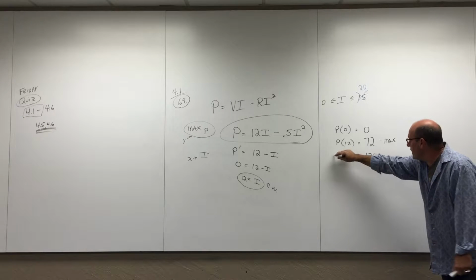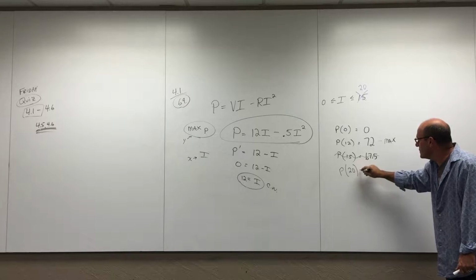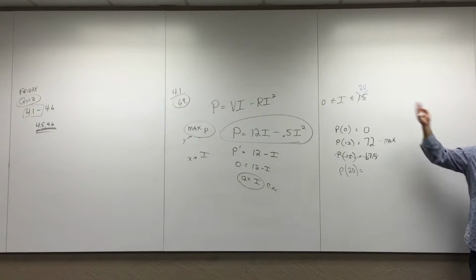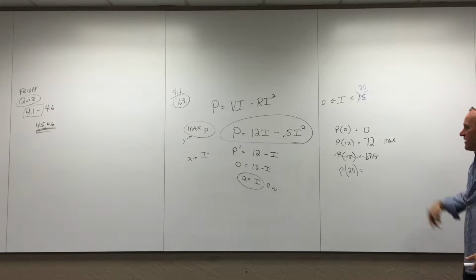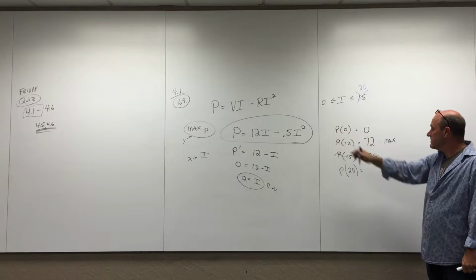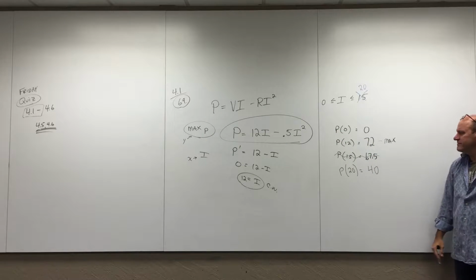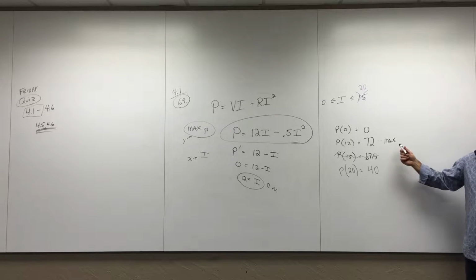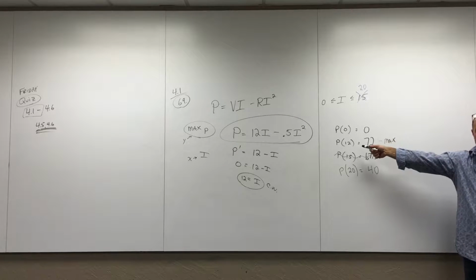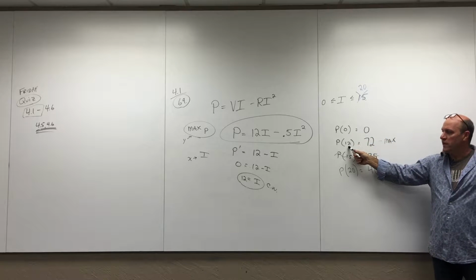Let's check 20. In other words, changing the interval. You guys with me? Let's check it now. Plugging in a 20. That's a 40? Is that what you just said? Yeah. So, no, it doesn't change. The maximum still occurs at 12. The maximum power output still occurs when I is 12.